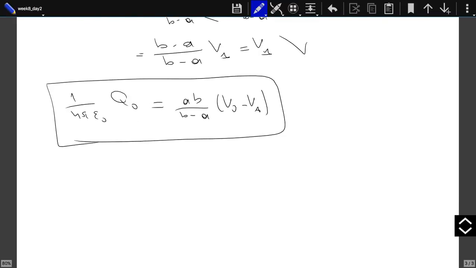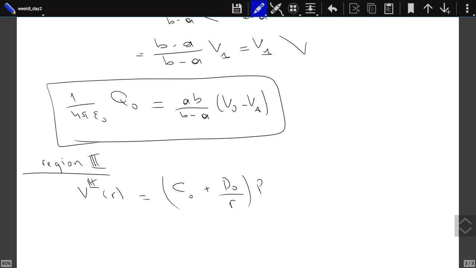Let's do region 3. As your friend has realized, the potential should be independent of theta, so only the L equal to 0 term should survive. So we can use it straight from the beginning. This will be, let me give this a new constant, C0 plus D0 over R times P0. This is also 1.